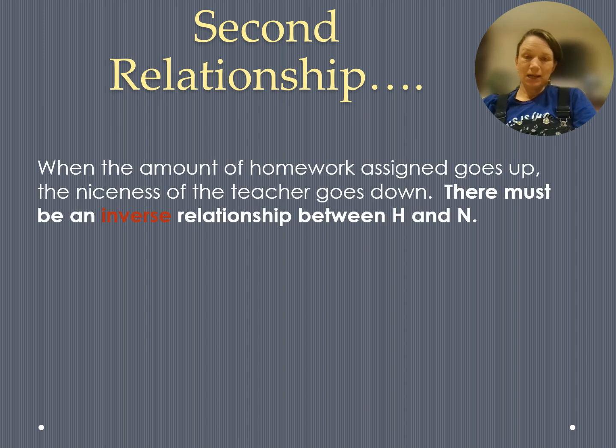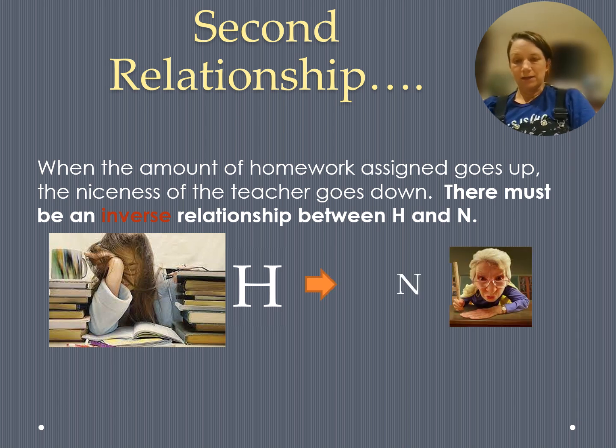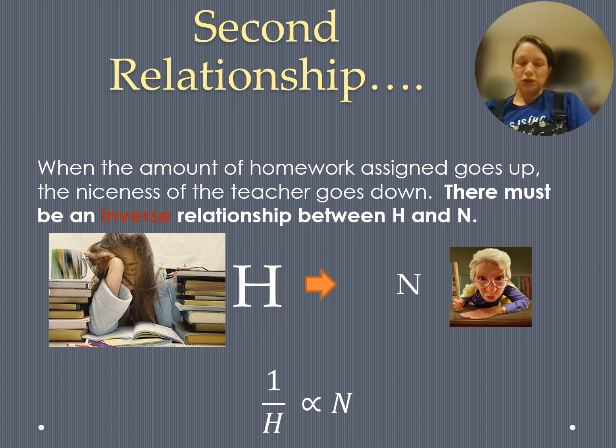Then it's time to consider the second relationship. When the amount of homework assigned goes up, the niceness of the teacher goes down. This means there must be an inverse relationship between H and N. The bigger the amount of homework, the less the amount of niceness. If you wanted to write this with that little fishy, you would write 1 over H fishy N. And the 1 over signifies an inverse relationship, and you'll see why in a few minutes.